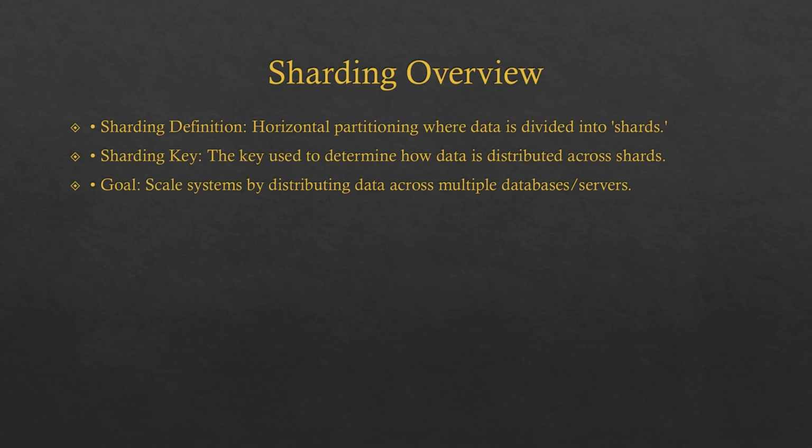Sharding is a special case of horizontal partitioning where data is distributed into smaller shards. The goal is to scale the database by placing data across multiple servers. The sharding key plays a vital role in determining how data is distributed across the shards, ensuring an even spread to avoid performance bottlenecks.